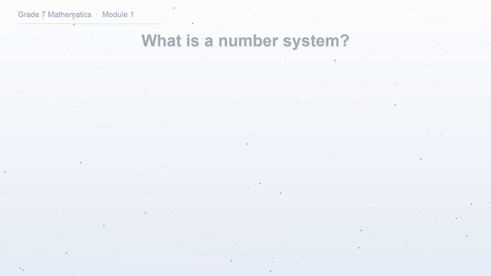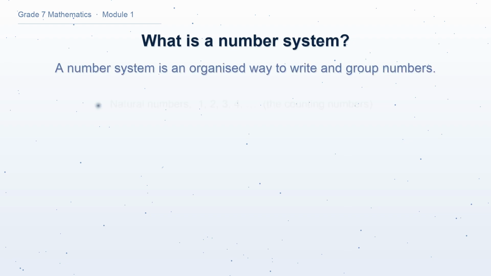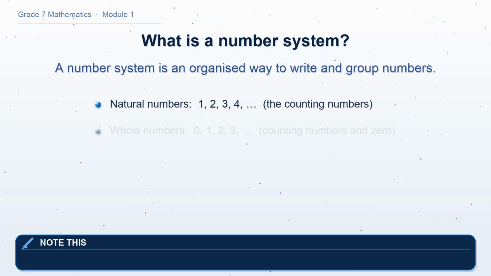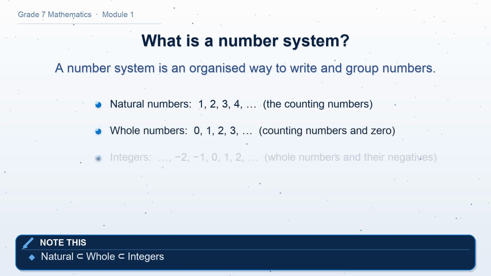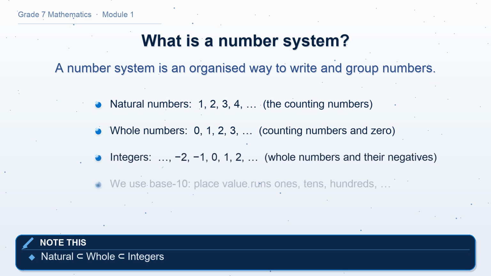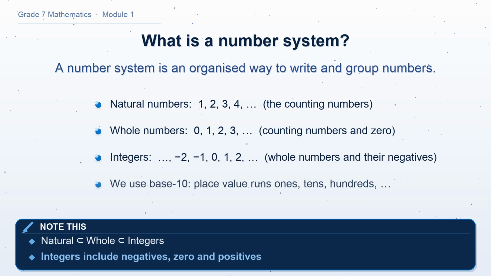A number system is an organized way to write and group numbers. The counting numbers, 1, 2, 3, and so on, are the natural numbers. Include 0, and we have the whole numbers. Extend them to the left of 0 into the negatives, and we get the integers. And every number we write uses base 10, where each place is worth 10 times the place to its right. Now let's see those integers laid out in order.